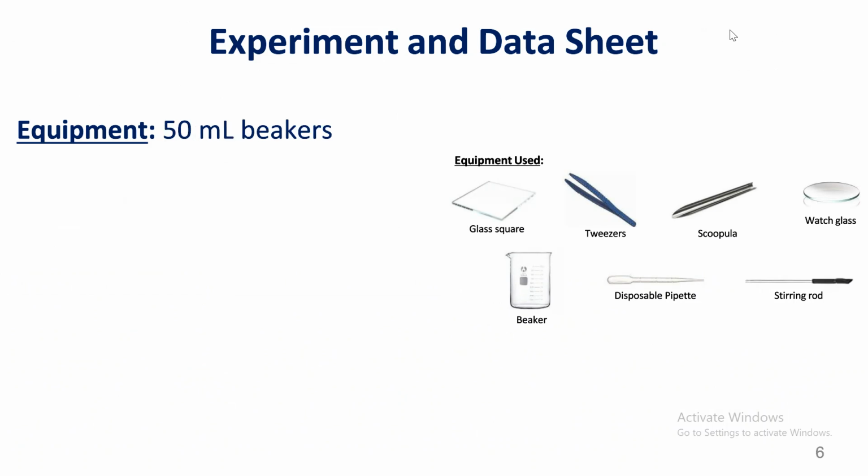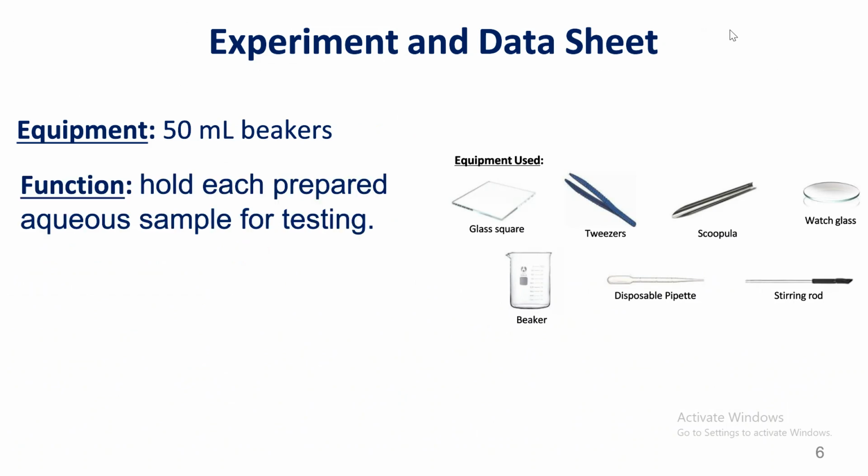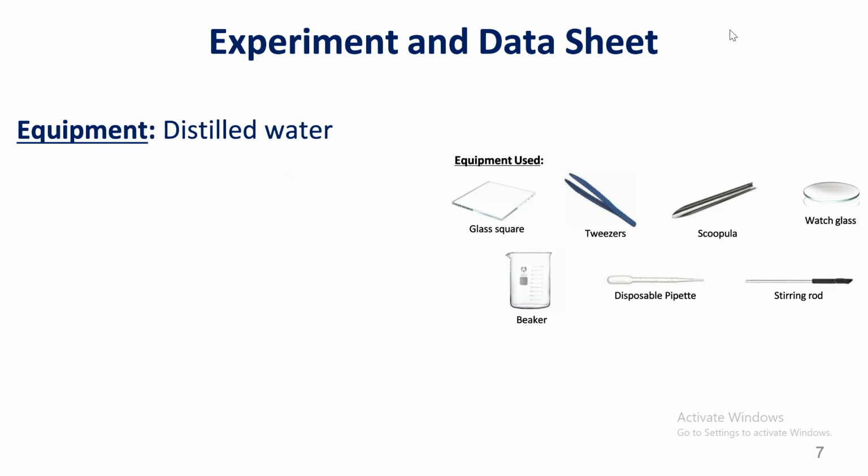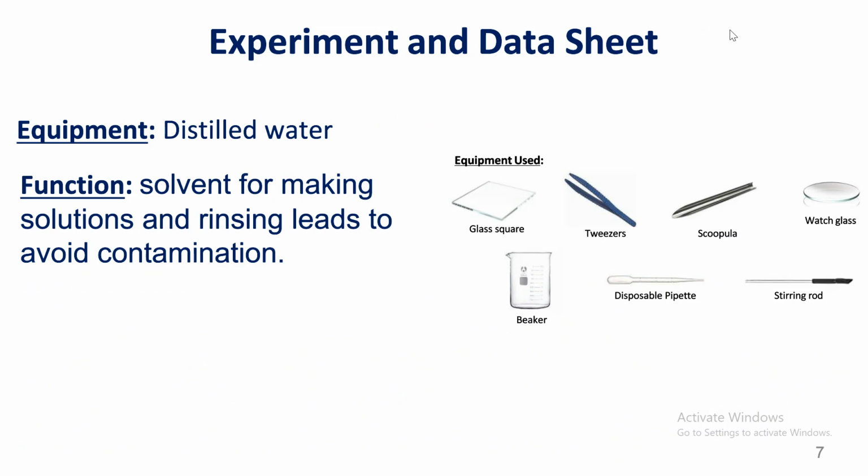50 milliliter beakers. They hold each prepared aqueous sample for testing. Distilled water is the solvent for making solutions, and for rinsing the leads to avoid contamination. That's one error we might encounter: contamination. If we think a substance conducts electricity when in fact it doesn't, it's probably because there was some left over on the lead. So again, distilled water.